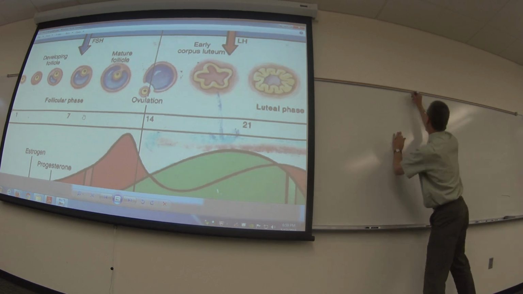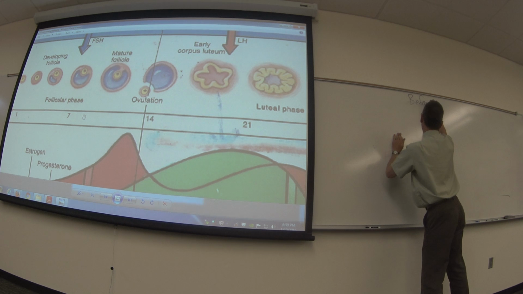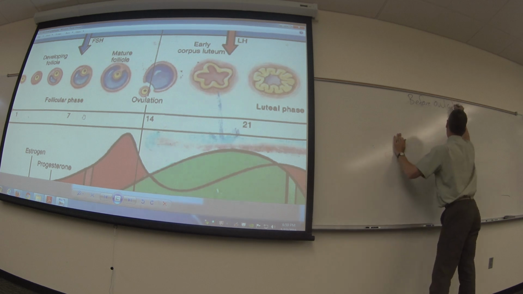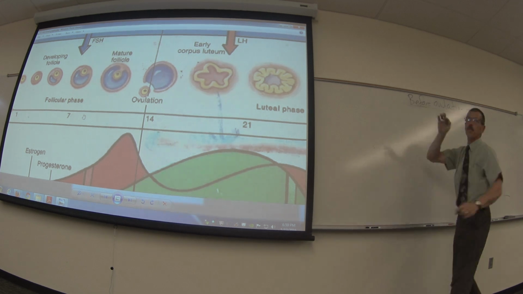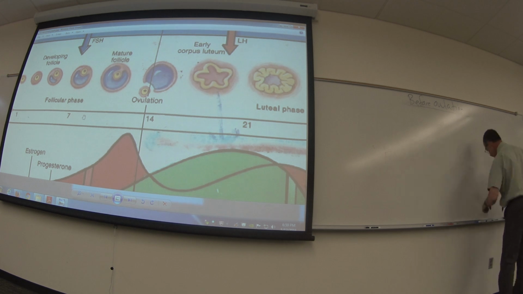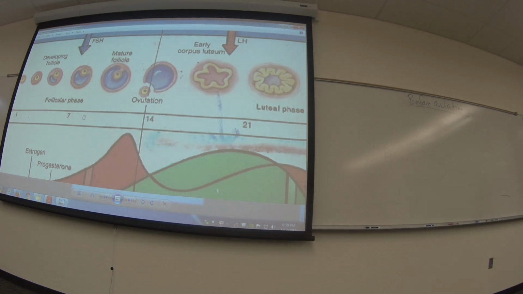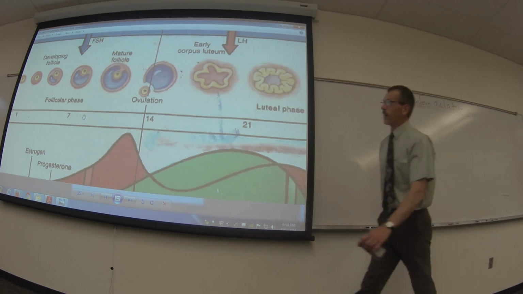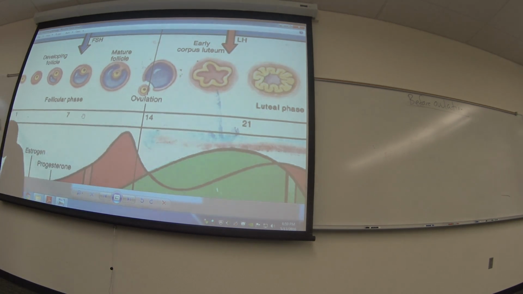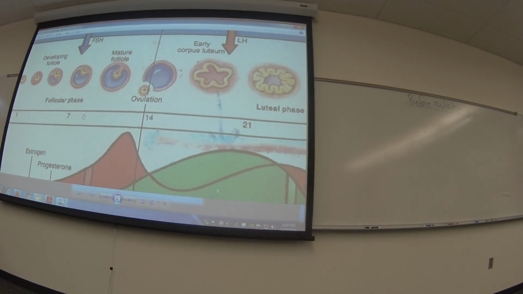So over here, before ovulation. All right, so this is everything that's going to be before ovulation. Over here will be everything after ovulation. And ovulation will be right here, okay? So let's do some wording. If you look here, we have shortcuts. What's the word for before ovulation?